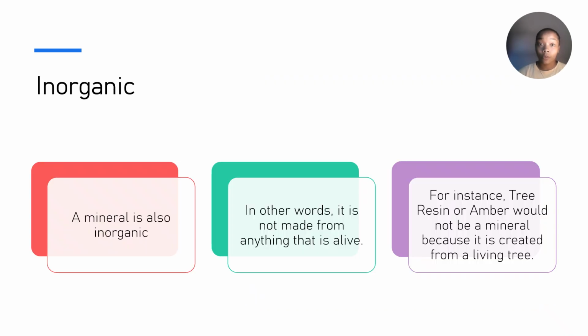What does it mean to be inorganic? For something to be inorganic, it must not be created by something that is living or was alive. For instance, something such as tree resin or amber is considered to be organic because it was created by a living tree. Therefore, it is not a mineral. The same goes for something such as charcoal as well, which is made from dead plants that used to be alive. Minerals are not created by something that was alive. It just naturally occurs in nature.